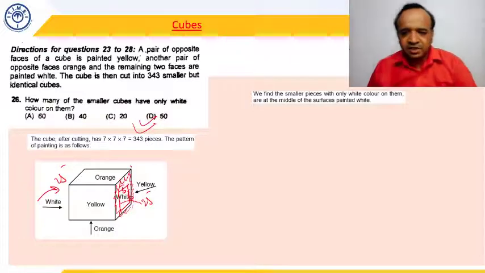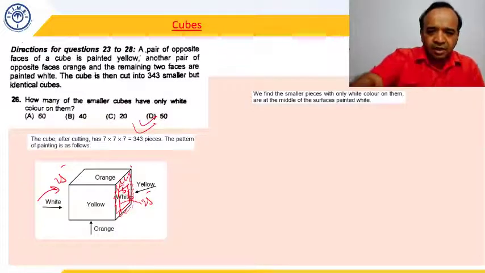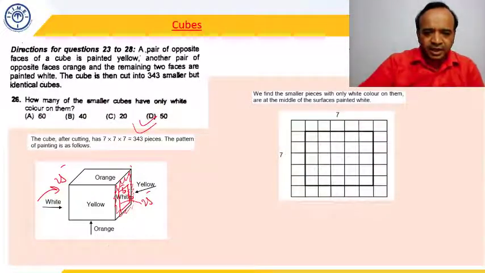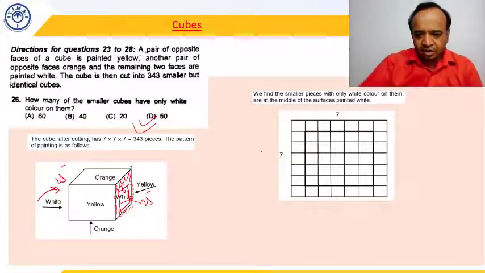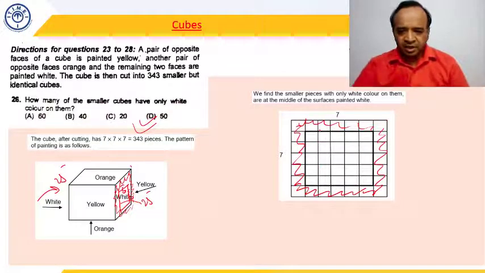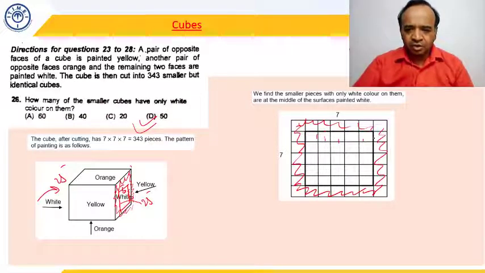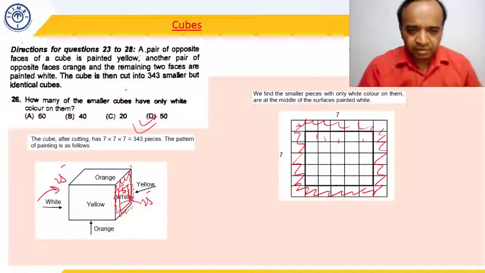We find the smaller pieces with only white color on them, at the middle of the surfaces painted white, and it looks like that. That's what I had tried to explain here. So these boundary pieces are removed because these are 2 or 3 face painted. The remaining ones are 1 face painted. So this represents the required part.